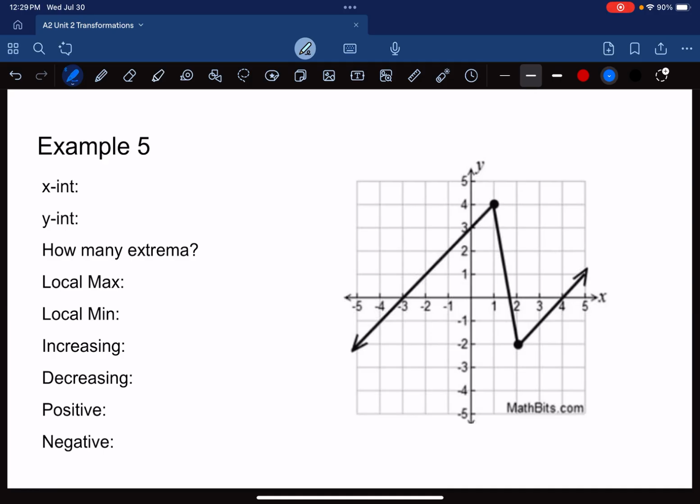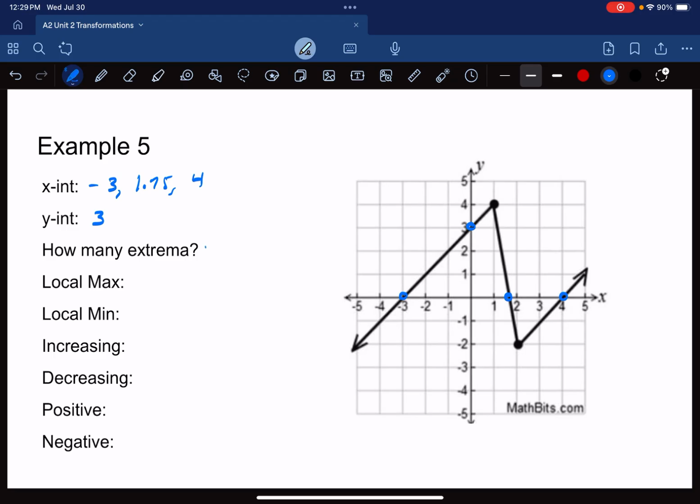X-intercepts here. Yeah, you give this one a try again. Pause the video and start it back up again. So I'd say x-intercepts negative 3, and then we'll just call that 1.75. Okay, this point right here. And then 4. Then we got a y-intercept at 3. That's here.